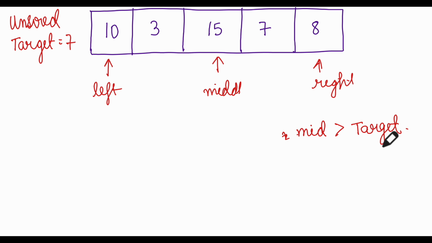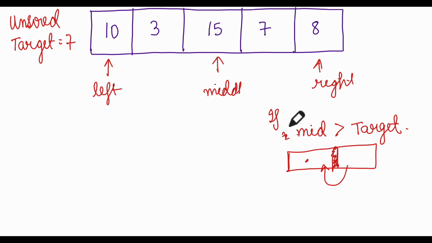correct? So what does it mean? It means that my mid element in the data set is lying somewhere here, and my target is lying somewhere here. So I shift my right pointer from here to here. This is the if condition that we used in binary search. So you will move your right pointer from here to here, and 3 will become your new right pointer.